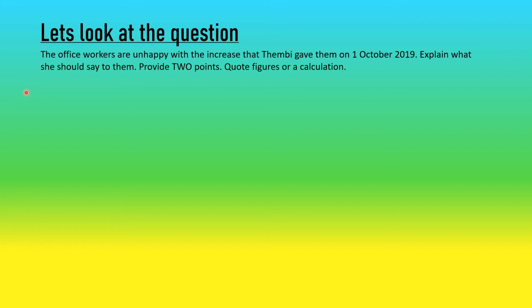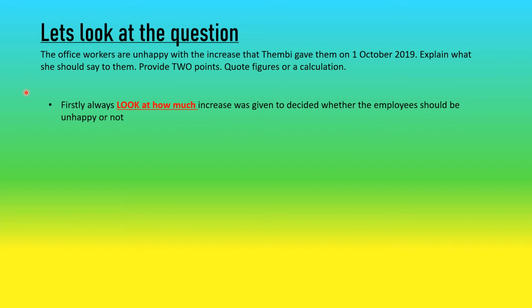So in this question, you always determine whether this is a good thing or a bad thing. Now we know the office workers are unhappy with the increase Tembi gave them. What should she tell them? Should she agree with them or should she not agree with them? So that's the first thing you need to establish. Was the increase given correct, right? So you always look at how much increase was given to decide whether employees should be unhappy or not, so you know how to support your argument. In this case, the increase given was quite substantial. To get the increase, you take the new salary minus the old salary, divided by the old salary. That should give you the percentage of increase that was given. Now you've received that percentage. That percentage is 20%, and that is a lot, right?